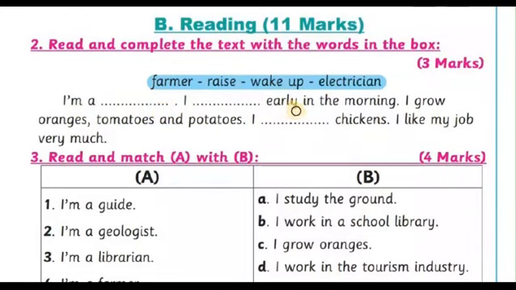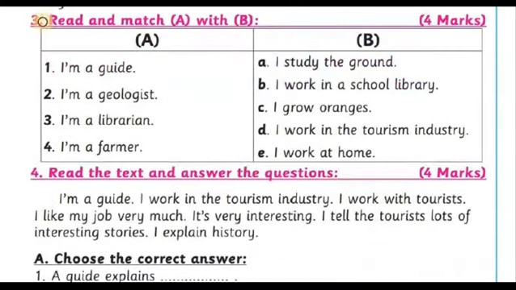I am a farmer. I wake up early in the morning. I grow oranges, tomatoes and potatoes. I am a farmer. Number 2. I wake up early in the morning. I raise chickens. I like my job very much. Number 3.